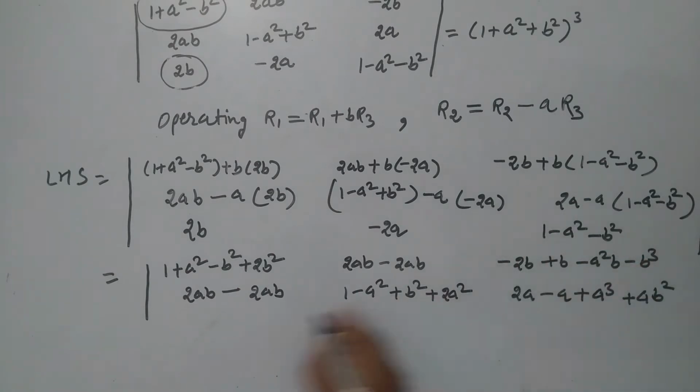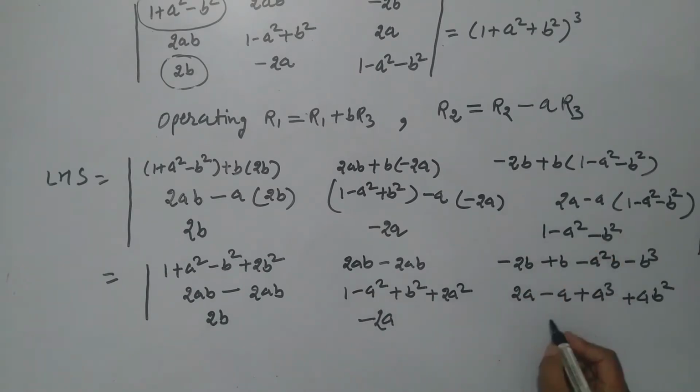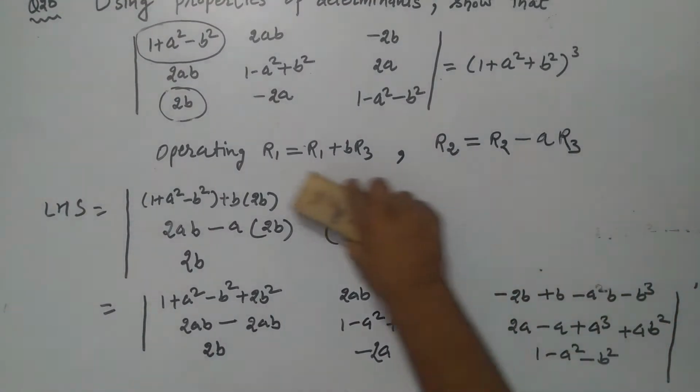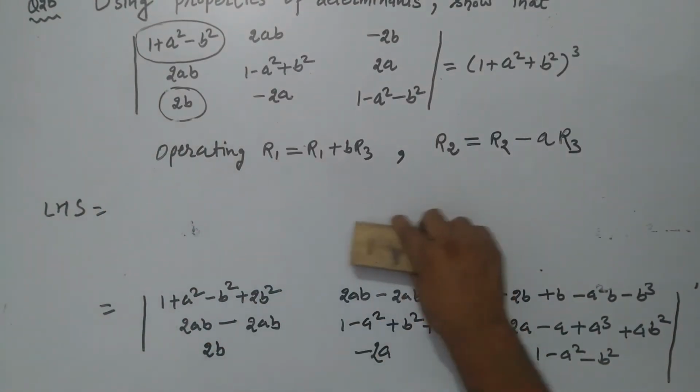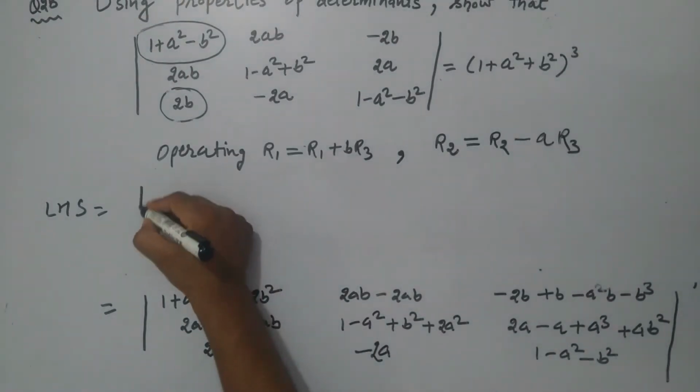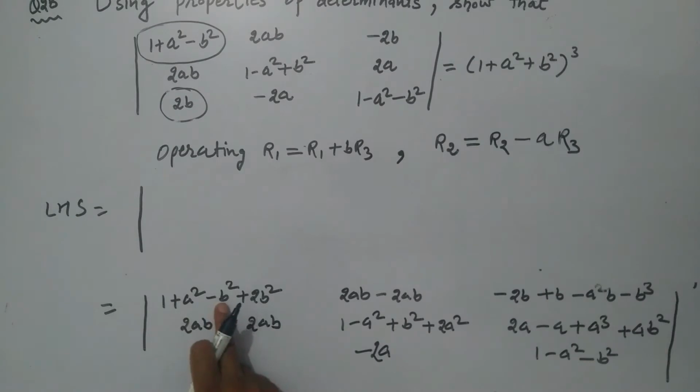Last row there is no change, 2b, minus 2a, 1 minus a square minus b square. So this way we have written. Now what we are going to do in third step, we are solving this, we are writing in short 1 plus a square minus b square plus 2b square, plus 2b square minus b square.